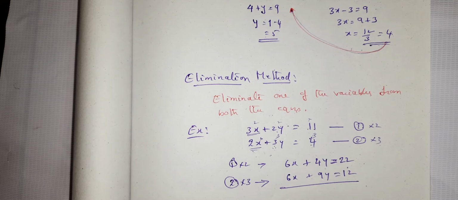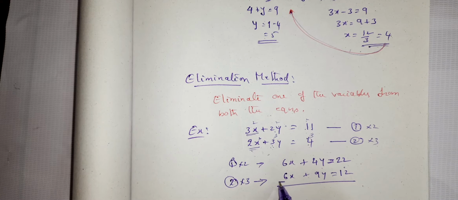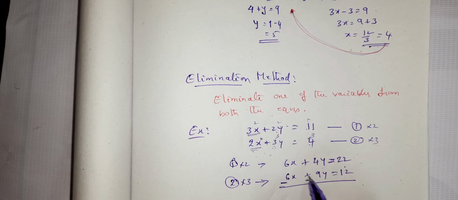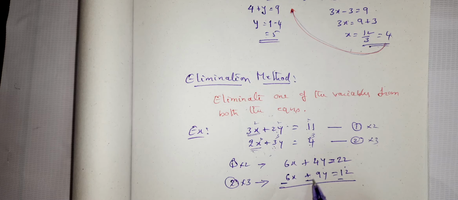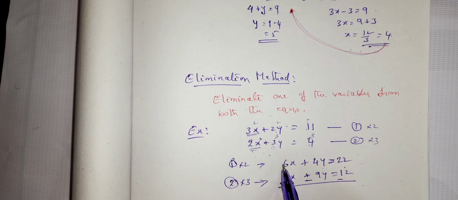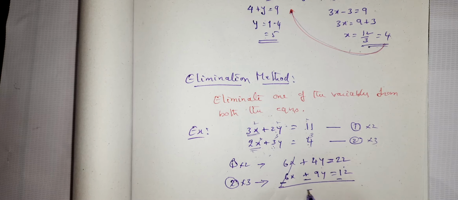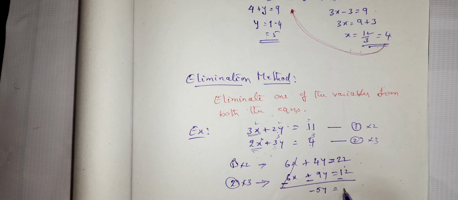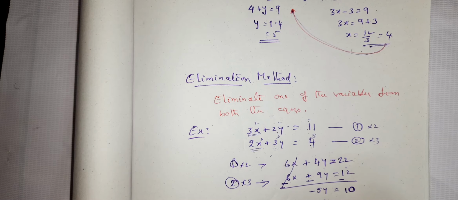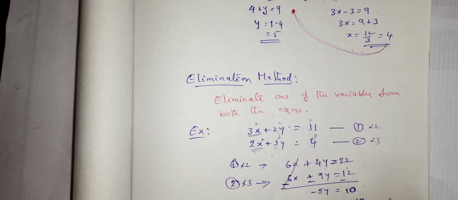Right? Now, since all signs are the same, to eliminate, I need to subtract this one. So when you are subtracting, change the signs. Right? If you have minus, it will change into plus. If you have plus, it will change into minus. Now plus 6x minus 6x will get cancelled. Plus 4y minus 9y is minus 5y, which is equal to plus 22 minus 12, which is plus 10. Or y is equal to minus 10 by 5, which is equal to minus 2.